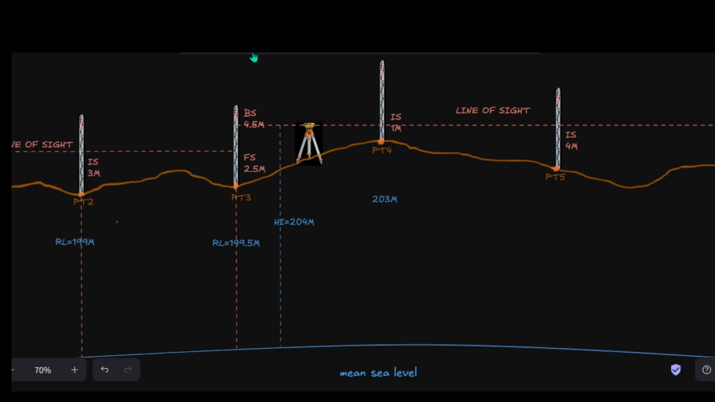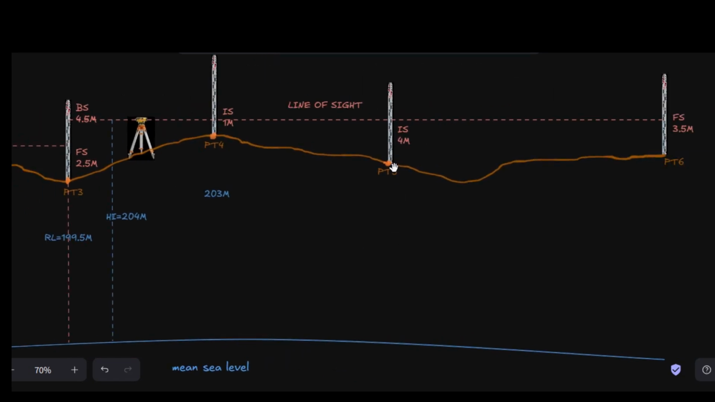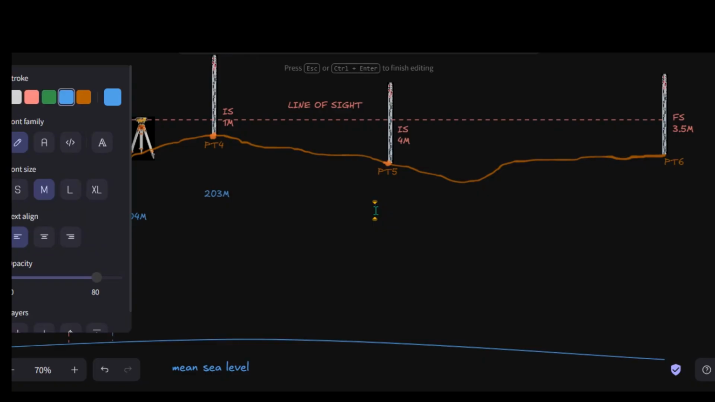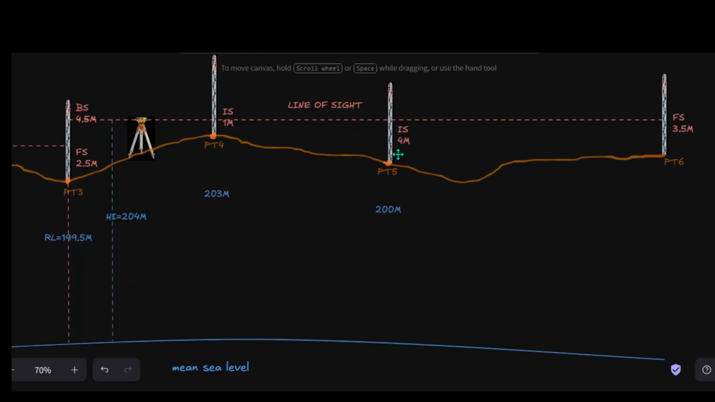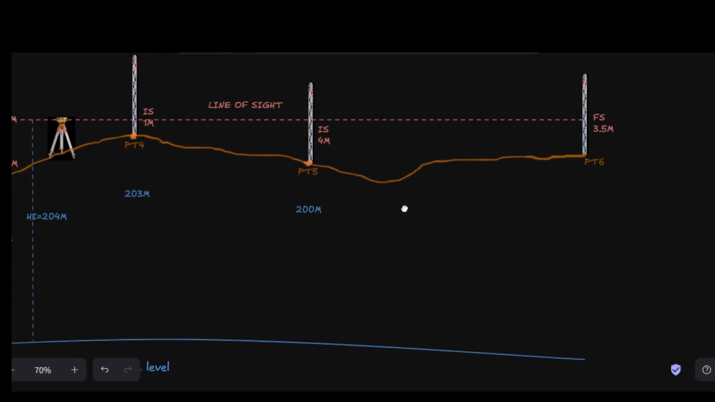Okay, now likewise, to get this point 5, I'll be subtracting this guy from this height. That will now be about 204 minus 4. That's about 200 meters. Okay, now this final part here, which is my foresight.